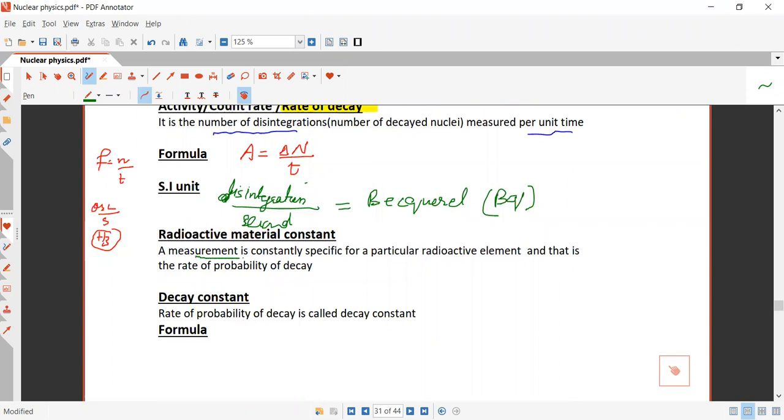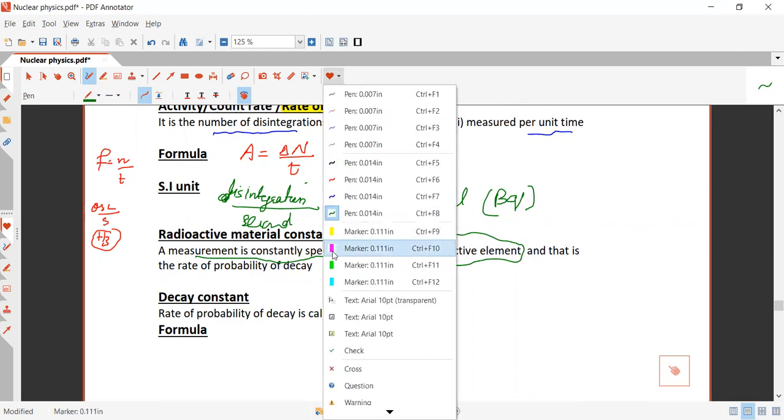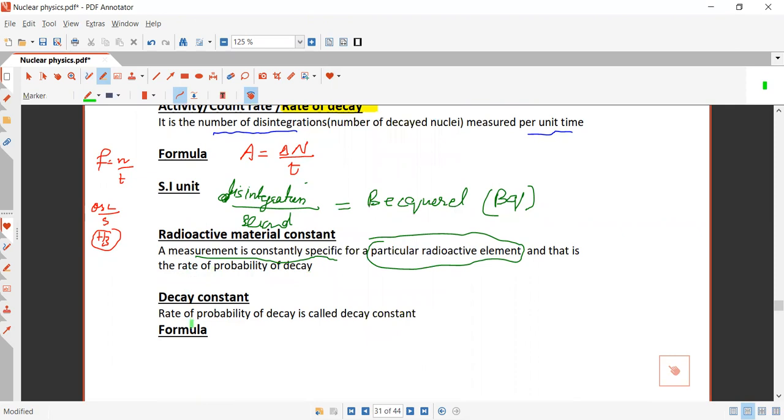Next, the radioactive material constant. A measurement that is specific to a particular radioactive element is called the rate of probability of decay. And what do we call the rate of probability of decay? We call it the decay constant.